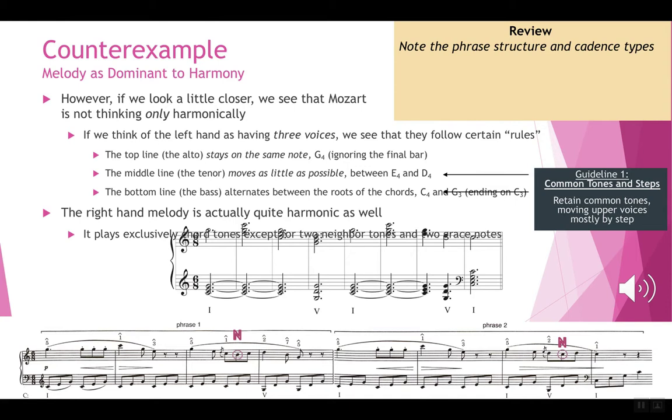Okay, and this is just a little review. Note the phrase structure in this example and the cadence types. So Leitz has marked the phrases. This first phrase ends on a five chord, which is a half cadence.